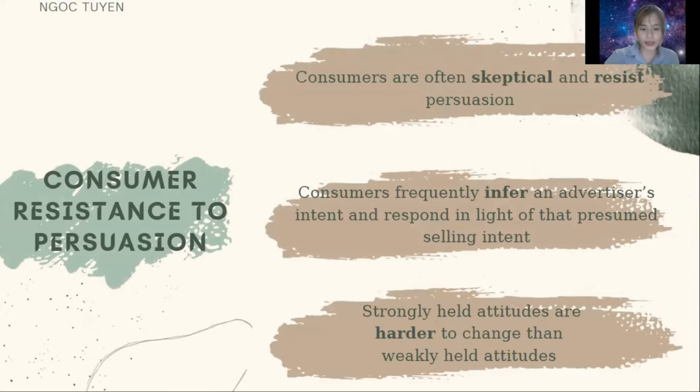The last part of learning outcome number 4 is consumer resistance to persuasion. This section indicates that consumers are often skeptical and resist persuasion. Also, they frequently infer an advertiser's intent and respond unfavorably to that presumed selling intent. And the last one is that strongly held attitudes are harder to change than weakly held attitudes. And that is the end of my part.